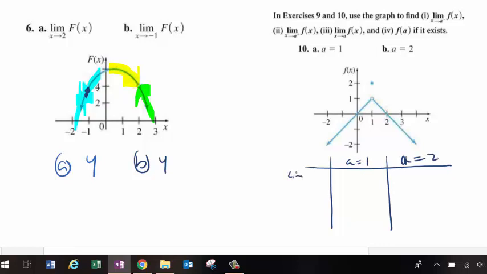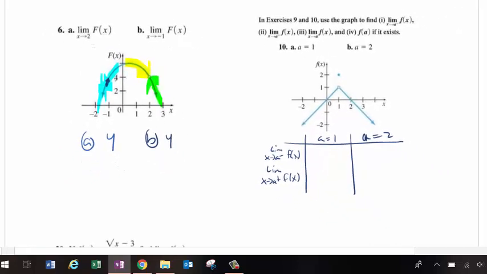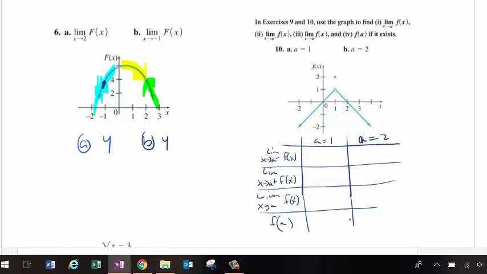So the first one we're doing the limit as x approaches A from the left. Then we're going to do the limit as x approaches A from the right. Shrink this down a little bit. Then we're going to do the limit as x approaches A. And finally, we're going to say what is actually the value at that spot.